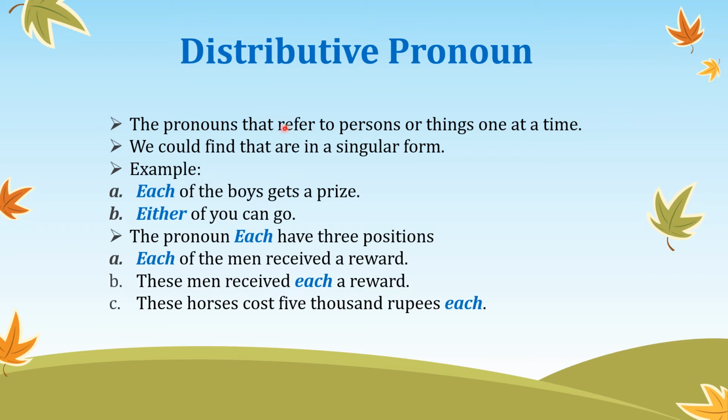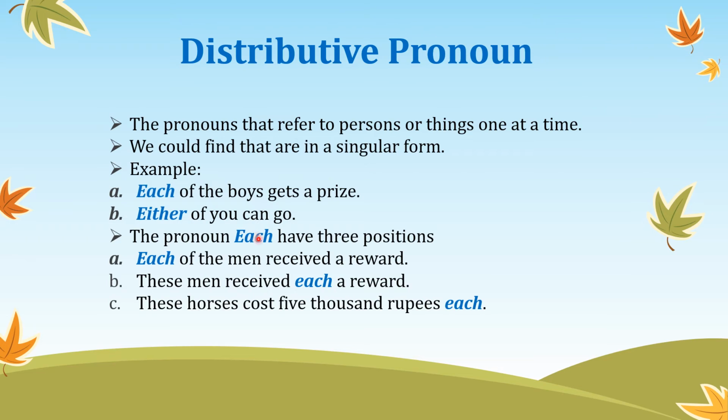Again here, the pronoun we find is in the singular form. It means the pronoun used doesn't have any plural meaning in it. It has only a singular form. Each means only one. Either means only one. So everywhere I get a meaning of only one. Each of the boys gets a prize, like every boy in that particular competition will get the prize. Either of you can go. If I have 2 or 3 children who want to go to some park, I would say either of you can go one by one. Everyone can go to the park.